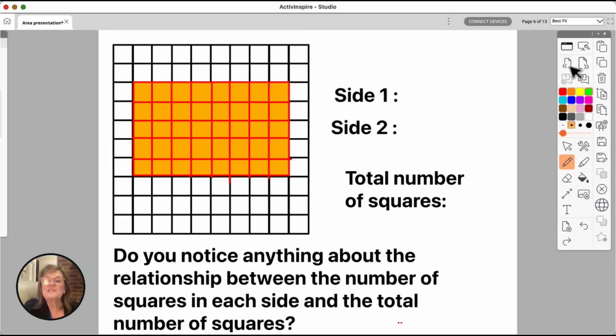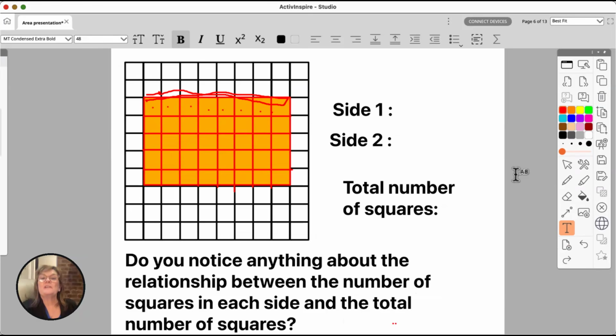Okay, so we're starting to notice that there is definitely a relationship between the number of squares and multiplication and the length of the sides. So let's try this. Side 1, okay? Let's say that side 1 is this side along here. Okay, so let's count if we were going to do this side, how many squares we have. 1, 2, 3, 4, 5, 6, 7, 8. So side 1 is 8 units long.